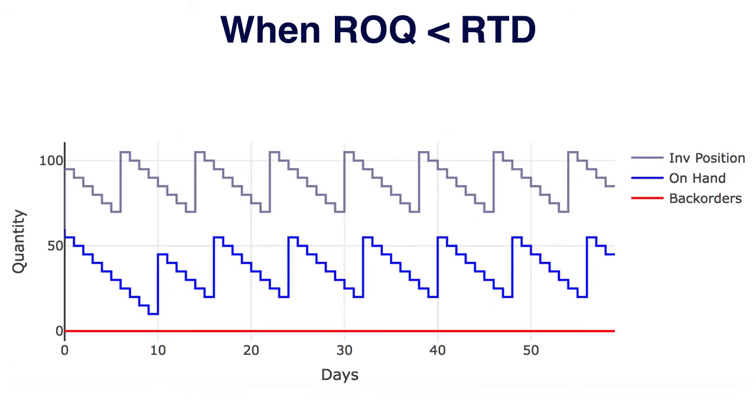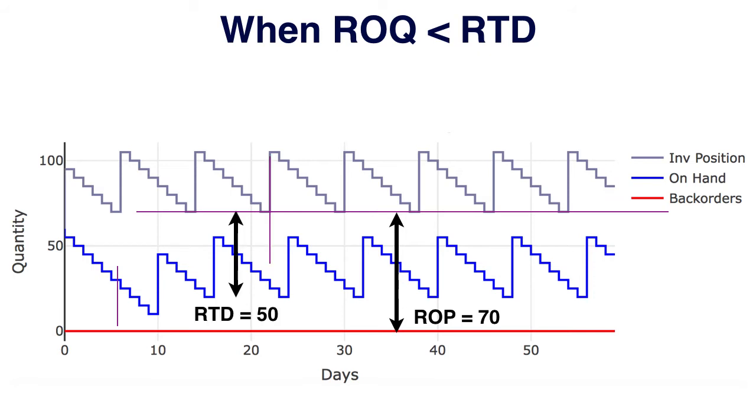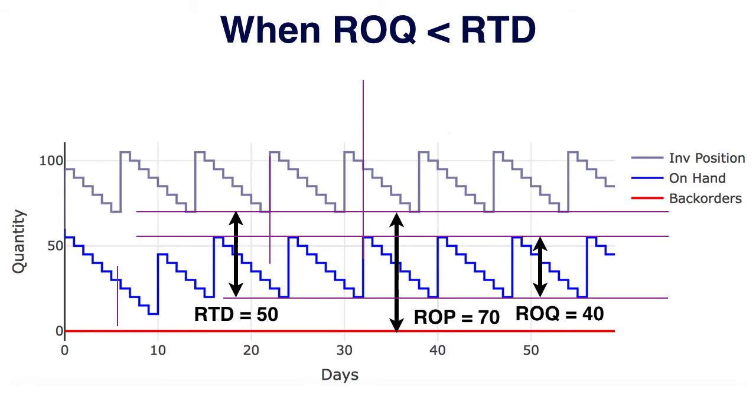Now, when this reorder quantity is less than the replenishment time demand, ROQ is less than RTD, you will see something a bit stranger. What you see here is, let me first show you something. We've got this minimum level of inventory position, that's the ROP, and from there we draw the line and we get a reorder point of 70. But the replenishment time demand RTD of 50, and then finally ROQ, reorder quantity, of 40.